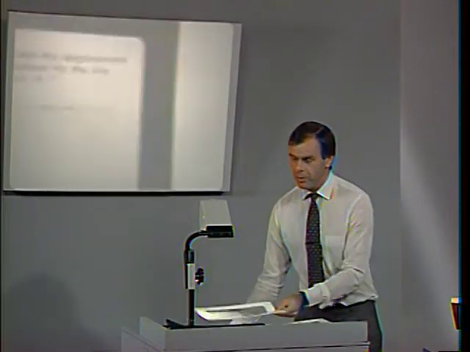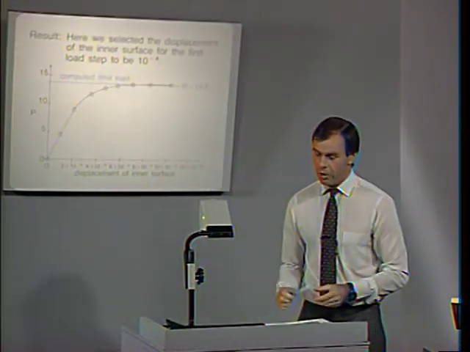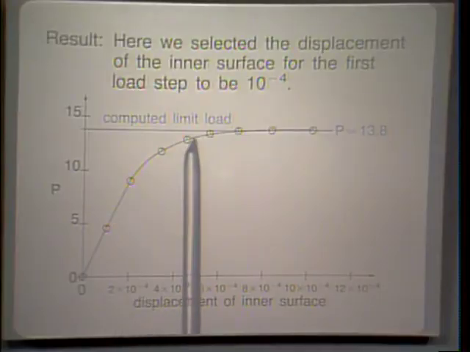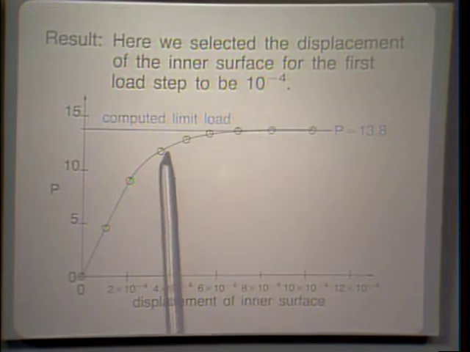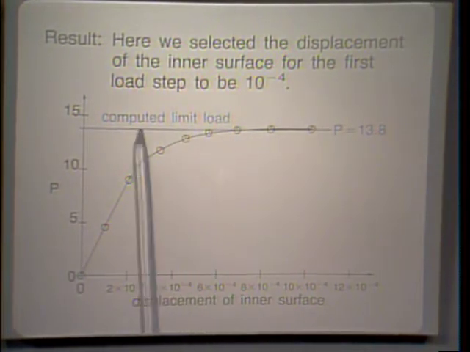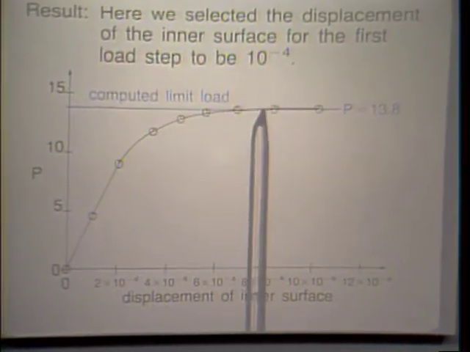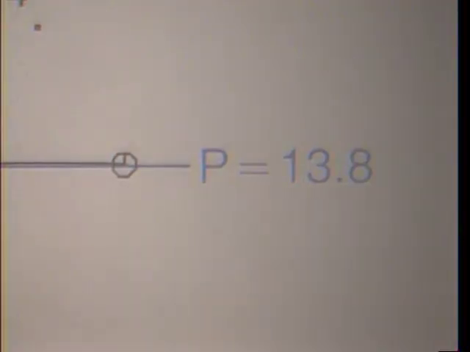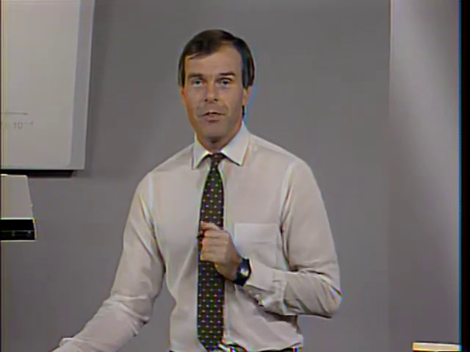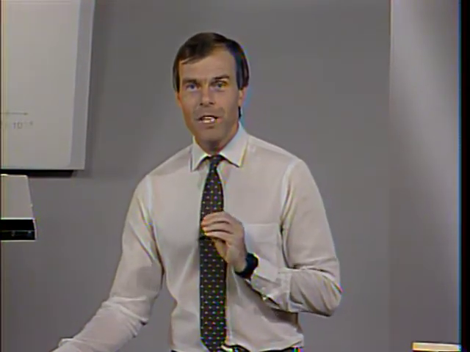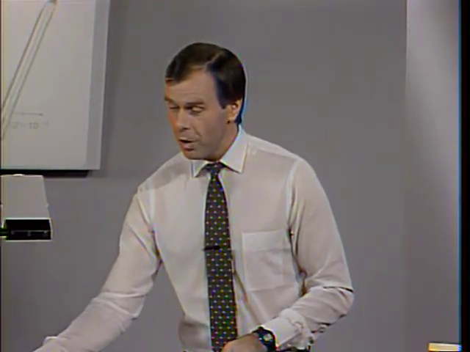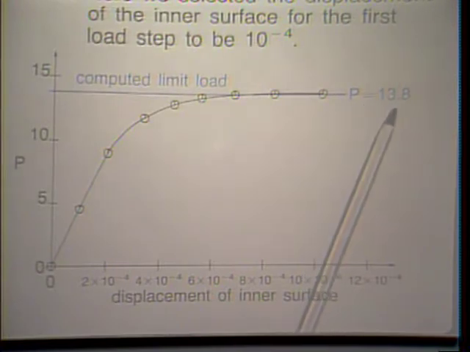Now the displacement response is calculated as shown here. The P versus displacement curve follows this path, and notice that the computed limit load is really P equals 13.8. In the earlier analysis, we could not go beyond 13.5. In other words, for a value of P equal to 14, we did not reach convergence. We did not reach convergence because the limit load is 13.8.